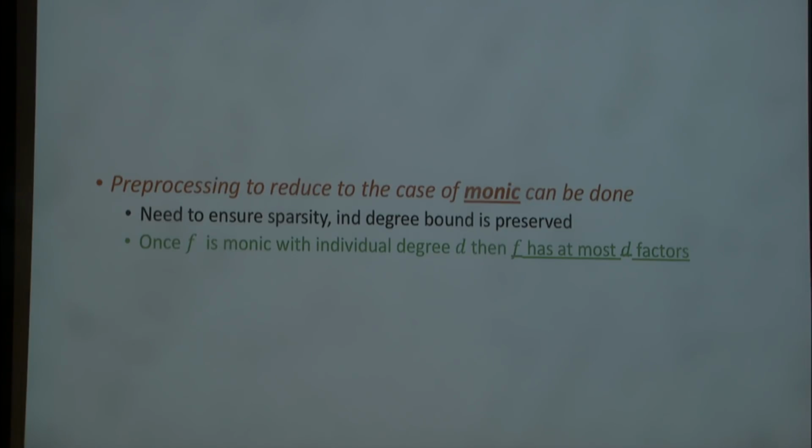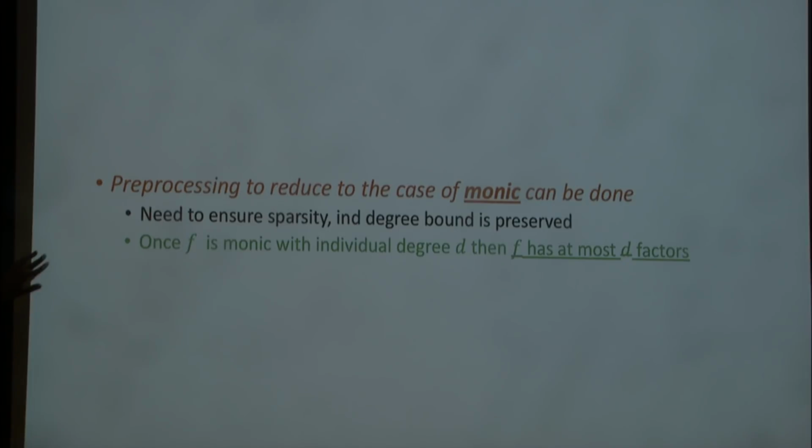Monic, here you didn't really see why monic mattered, right? At least in the way I presented it, maybe you could have done it without monic, who knows. But for us, this pre-processing to make monic is going to be super important. One reason is the following. Our polynomial a priori, if it has individual degree d, how many factors can it have? D times n still. The total degree is d times n, it could still have d times n factors. But if your polynomial is monic, it can have only d factors. If you have a monic polynomial and the individual degree is d, the polynomial can have at most d factors.